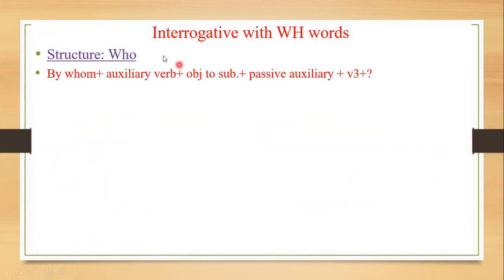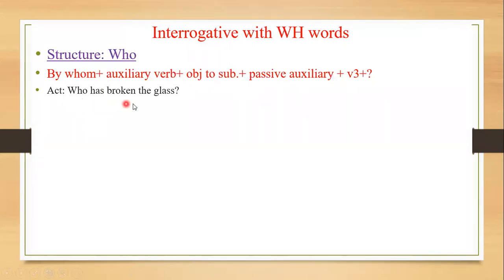Dear students, interrogative with WH word. You know there are nine WH words and only who and whom carry different rules. Other WH words follow the same rule for voice change. Okay, let's learn the rules of who. Who will be changed by whom, then auxiliary verb should be written, then object to subject, then passive auxiliary, then V3, then question mark. Okay, an example.